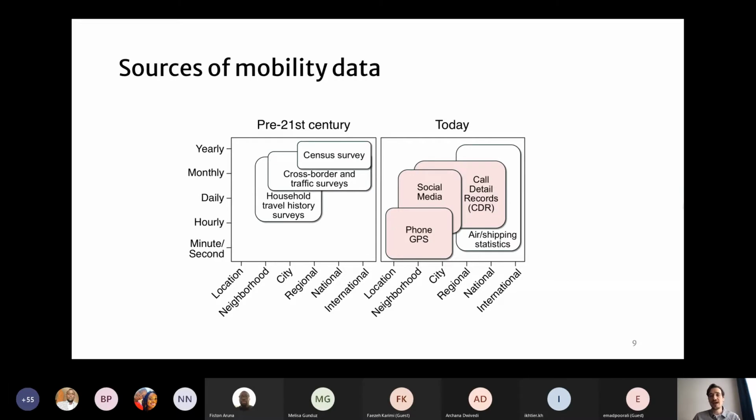And so here I've highlighted 3 types of data sets that I'm going to talk about today: call detail records, social media data sets, and smartphone GPS data, which are all tied to mobile phone usage and which can give you a very detailed picture of mobility, with smartphone GPS even going into trajectories on a minute or second resolution, where you can distinguish individual locations of individuals.